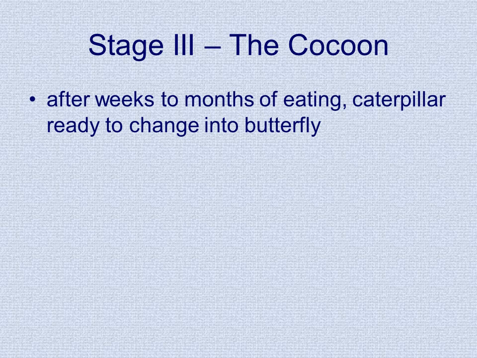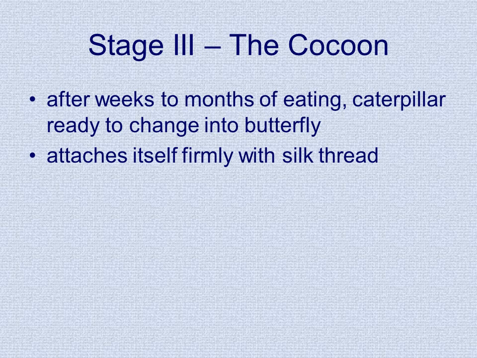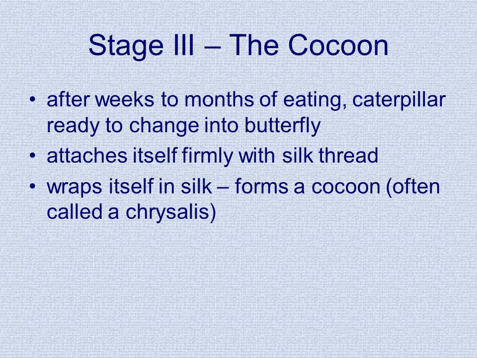After the caterpillar has eaten for months to weeks, depending upon the species of caterpillar, they've eaten, they're ready to go. The caterpillar is ready to change into a butterfly. So it attaches itself to the stem or branch with the silk thread. It manufactures the thread, and then with that same thread, it wraps itself in silk. And this silk forms a cocoon.